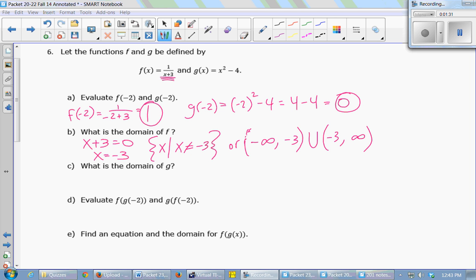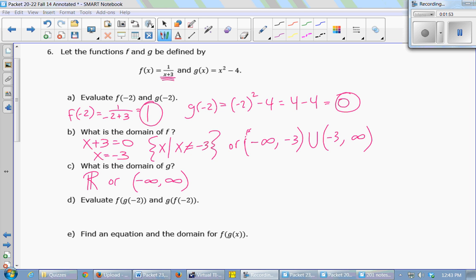The domain of g is all real numbers because g has no restrictions. You can square anything you want. There are no restrictions on x squared minus 4. So you could write all reals, or you could write negative infinity to infinity.